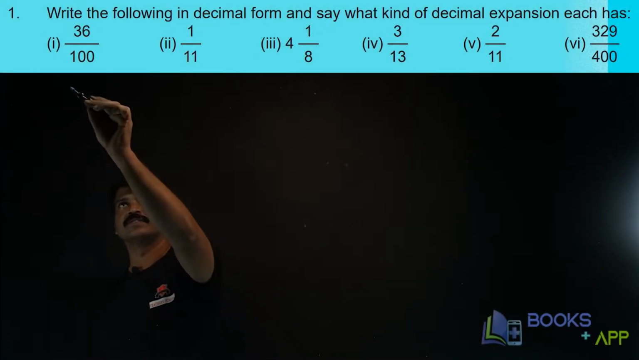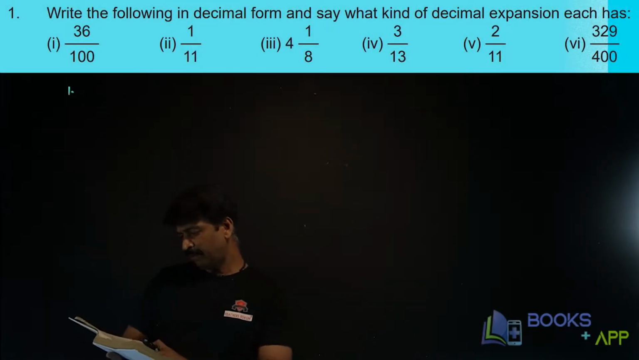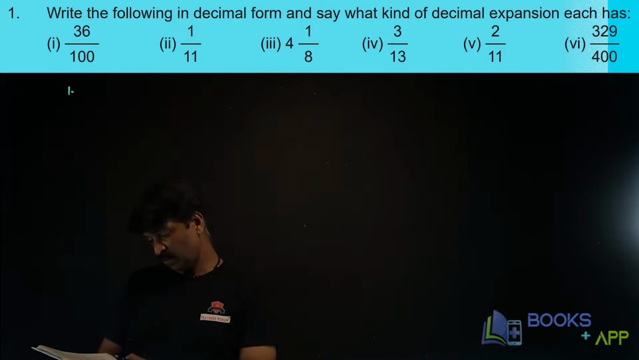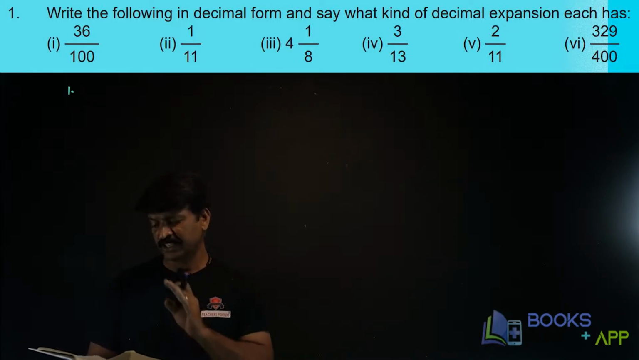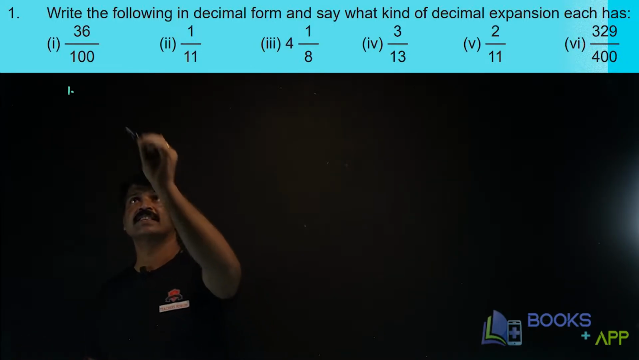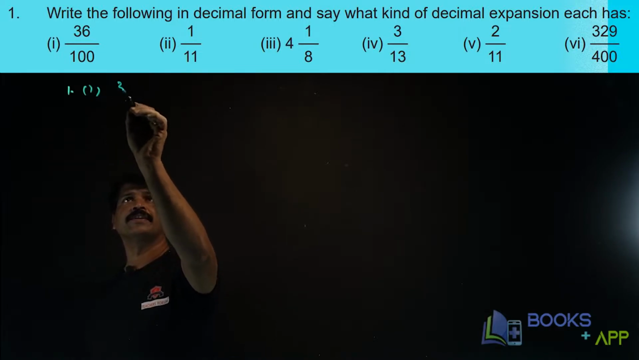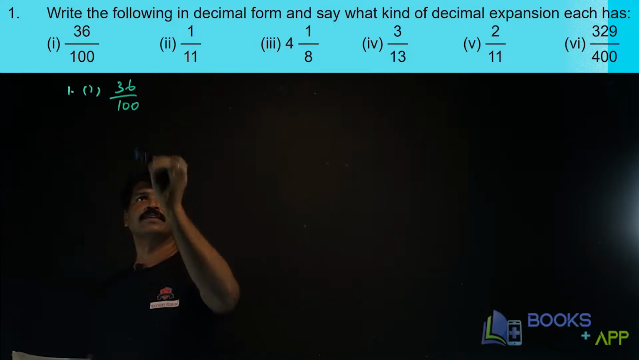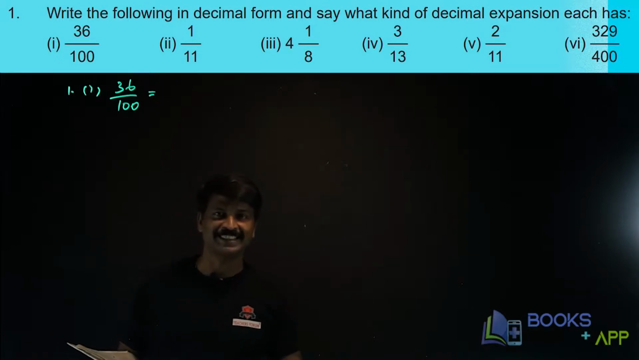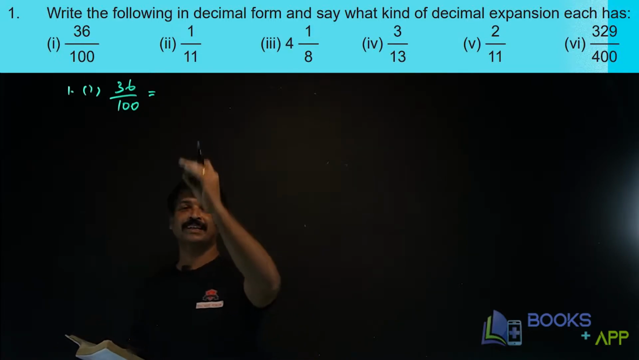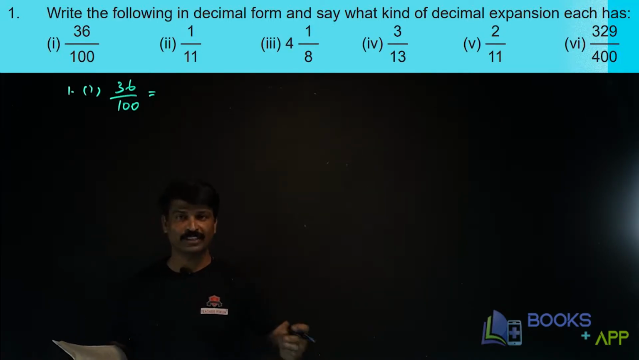Let's read the first question. Write the following in decimal form and say what kind of decimal expansions each has. The first one is 36 by 100. What is the answer? You know how to divide a number by 10, 100, 1000, 10,000, etc.